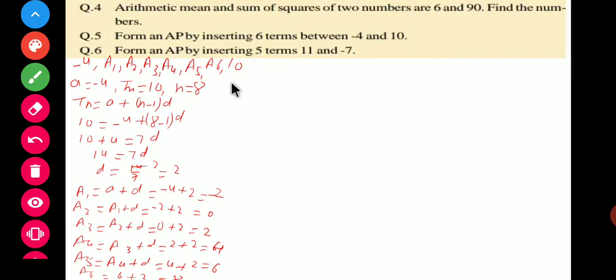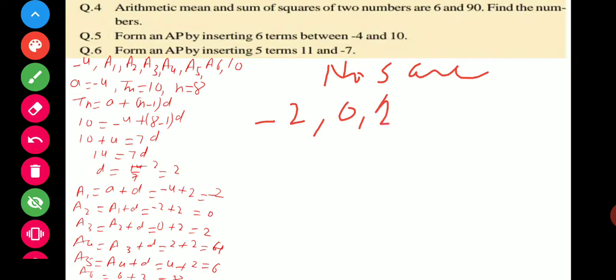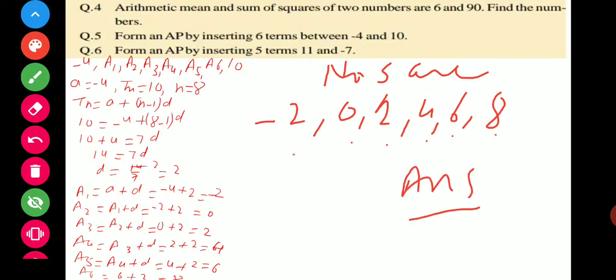So we can consider the numbers are, how much? -2, 0, 2, and 4, and 6, and 8. These are the answers. How much? 1, 2, 3, 4, 5, 6. 6 numbers between -4 and 10.